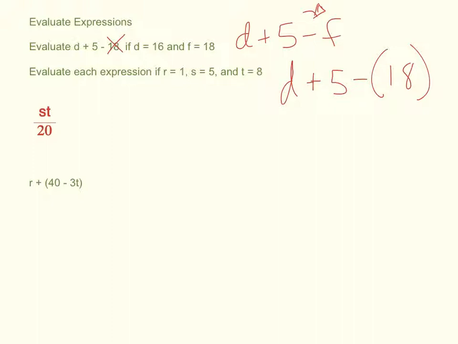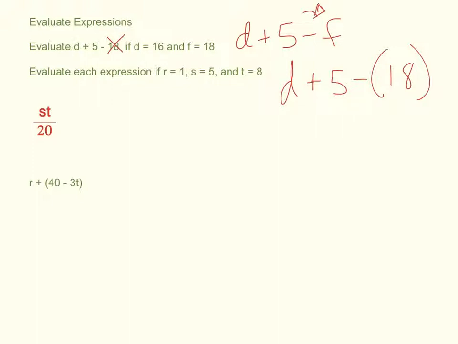All right, take a look at the next 2 problems, and I'm pretty sure I didn't mess those up. Evaluate each expression if R equals 1, S equals 5, and T equals 8. Write these 2 down on the input side of your notebook and try to solve them. Stop the video and start it up again when you think you've got the right answer. Okay, so we've got S times T over 20.